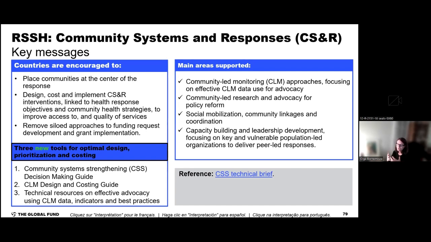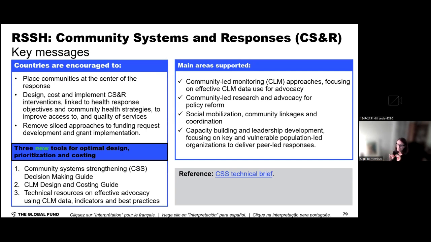We'd like to encourage CCMs and countries to continue to place communities at the center of the response. We'd like to encourage you to really think about designing, costing, and implementing CS&R interventions to really try to improve access to and the quality of the services for HIV, TB, and malaria.